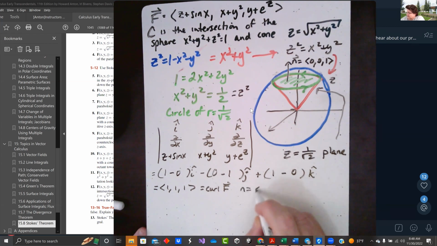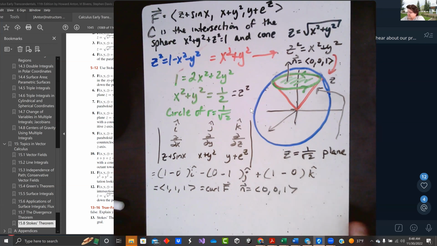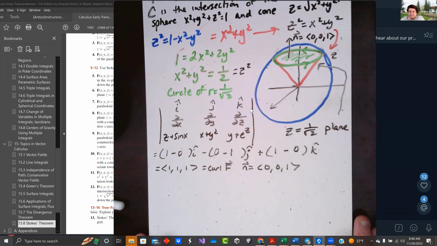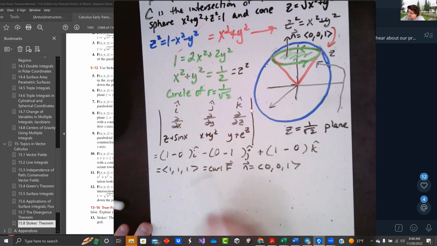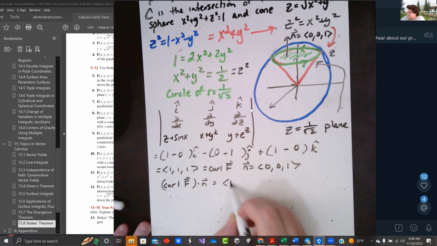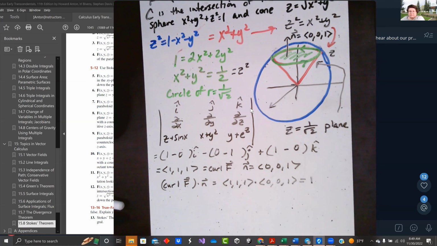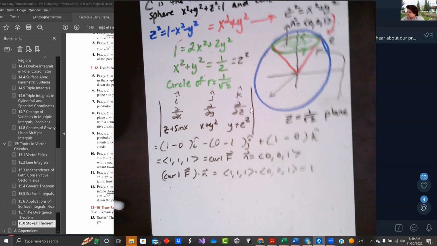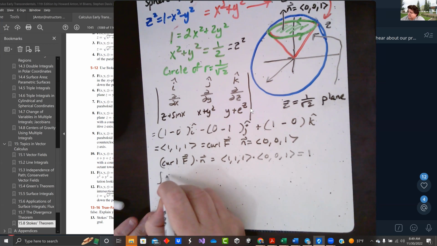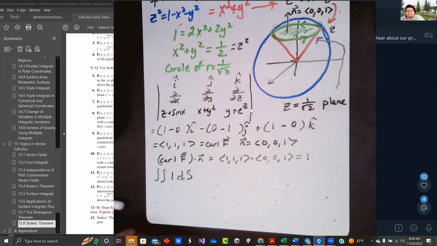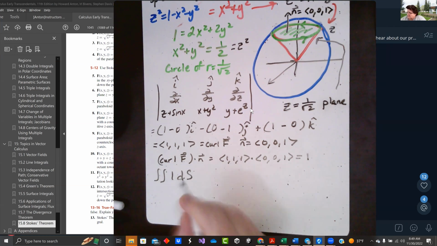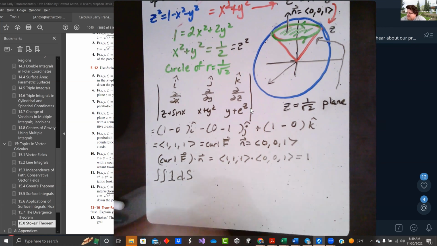And n equals 0, 0, 1. So the curl of F dot n is just 1. Stokes' theorem defines work, and the direction defines flow. So we are down to doing our surface integral of 1 dS.